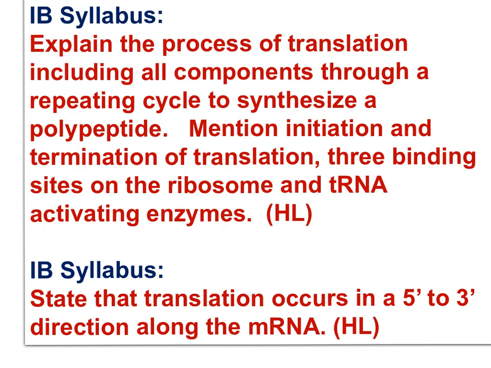The 2 IB syllabus statements here push us more deeply into translation. Explain the process of translation, including all components through a repeating cycle to synthesize a polypeptide. Mention initiation and termination of translation, 3 binding sites on the ribosome, and tRNA-activating enzymes. State that translation occurs in a 5-to-3 direction along the mRNA.